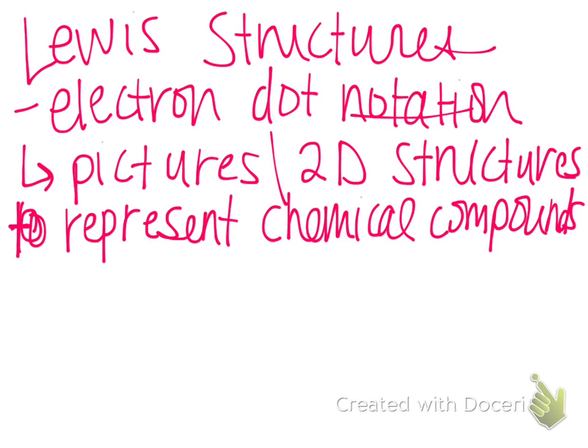Lewis structures can go from extremely simple to extremely complex, depending on how big your molecule is. So we're going to start with the very, very basic. We're going to draw a Lewis structure or an electron dot notation for individual atoms first. So let's start with oxygen.